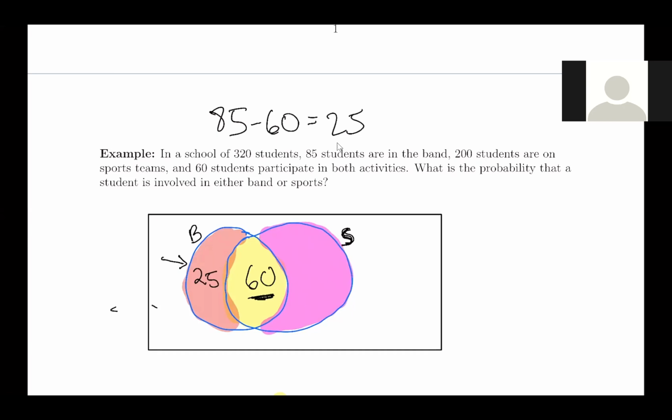140. Yeah, 140, good. They do 140. Because you have 200 people who participate in sports, but 60 of them participate in sports and band. So if you do 200 minus 60, you get 140. So that's where the 140 comes from. All right. Everybody get how we got 25, 60, and 140?